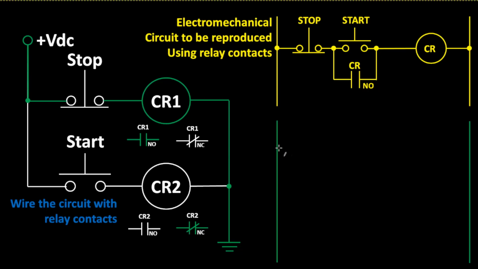So I'll come over to here and I would wire in a normally open contact from CR1. Because I know that when I run this program or when I run this circuit, the normally open contacts of CR1 will be closed.